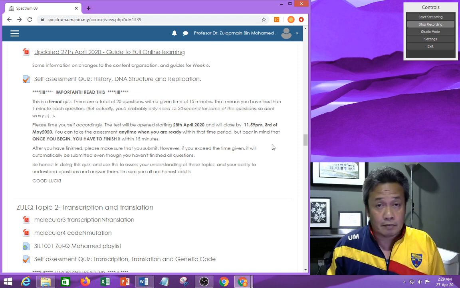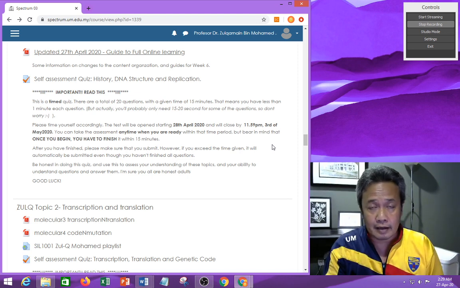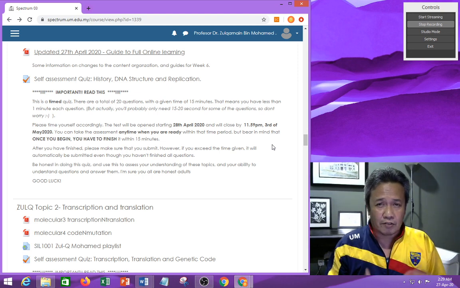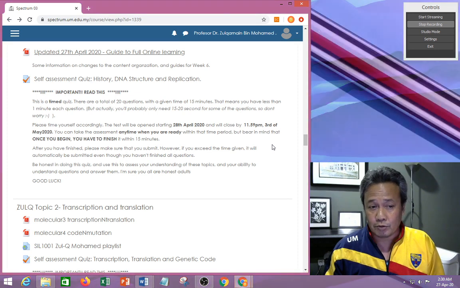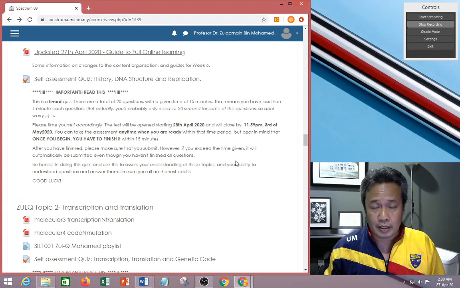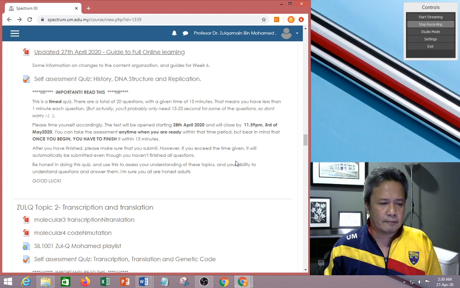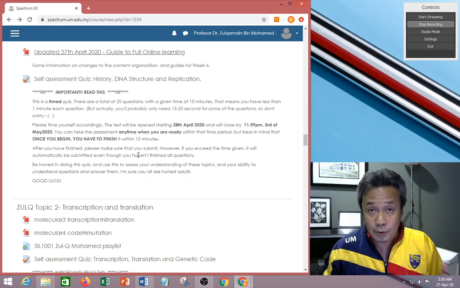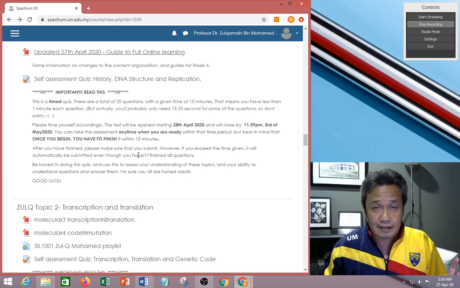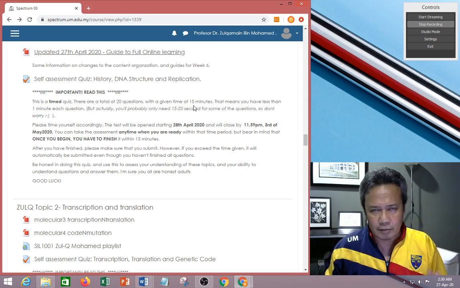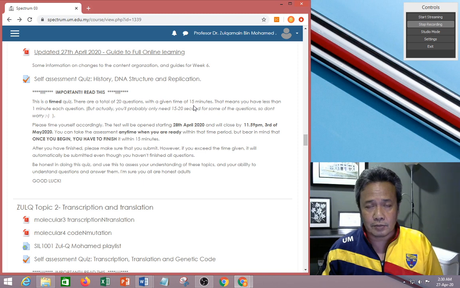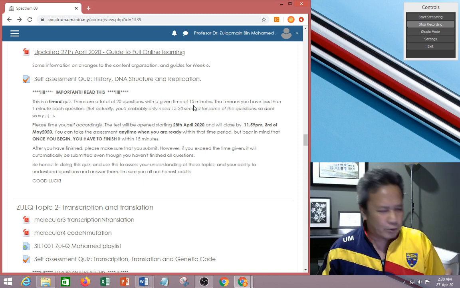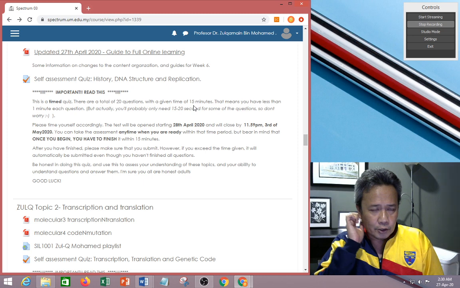If you're ready, you can by all means take it on the 28th. But if you're not ready, it gives you some time to do a little bit of revision before you proceed with the self-assessment quiz. Please read this carefully. It says it's a timed quiz. That means if you start, for this one, you'll be given about 15 minutes, and that's it. There are about 20 MCQs, multiple choice questions. But don't worry, when you read the question, you don't need that much time. You should be able to do this.